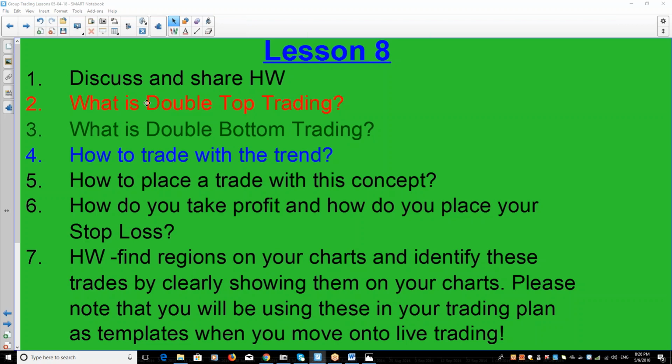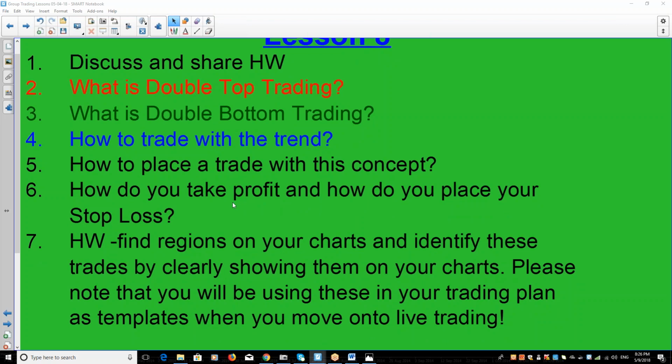So as we said, we're looking at the double top. We're looking at the double bottom. We're looking at how to place a trend trade, and that's what we're going to start off with. We already know how to place a trade with this concept. Also, as I said, from now on, you're going to be starting to place trades using the engulfing candle at the supply and demand zones. Also, the pin bar, and also the pin bar combo trade.